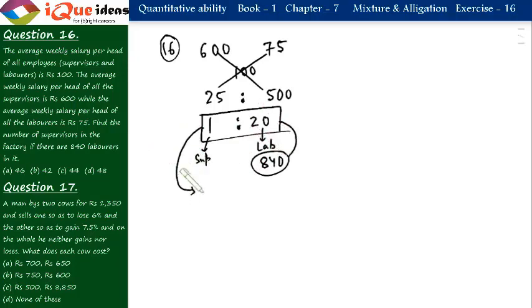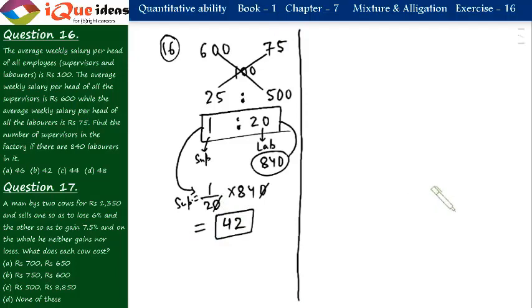So we can straight away calculate by the unitary method. It will be 1 by 20 into 840. That will be the number of supervisors. I repeat, 20 stands for 840, so 1 will be 1 by 20 into 840, which is equal to, 0, 0 cancelled, 84 by 2, which is 42. So there are 42 supervisors in the factory.